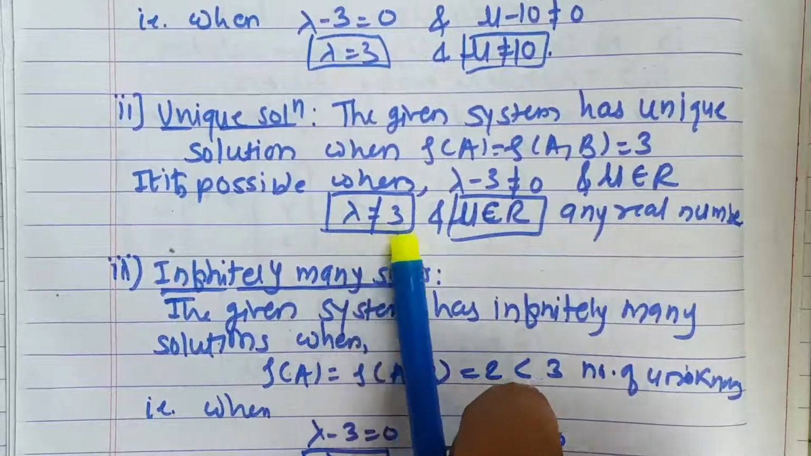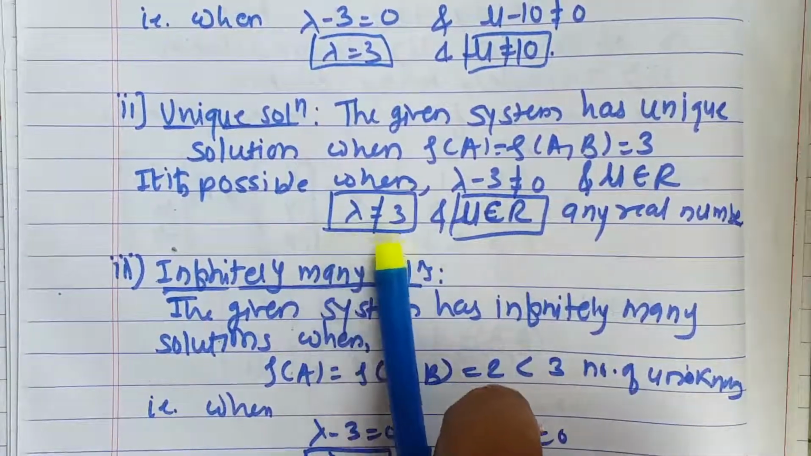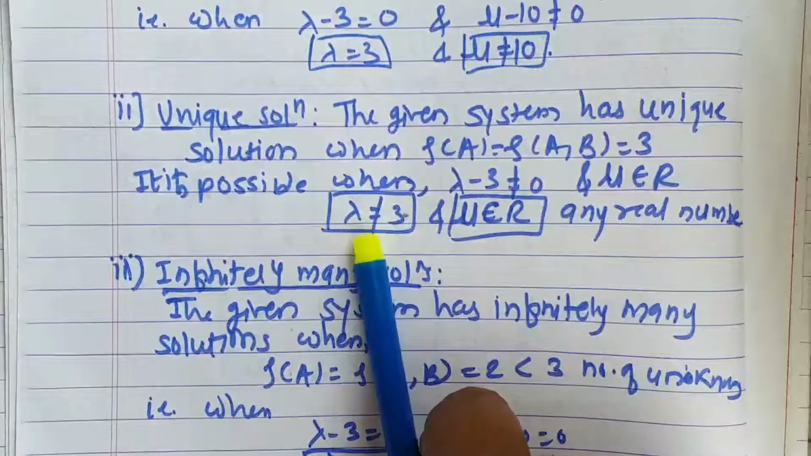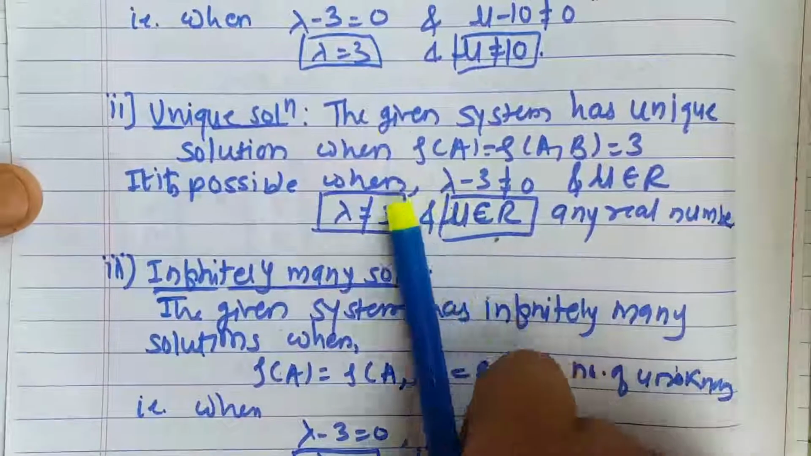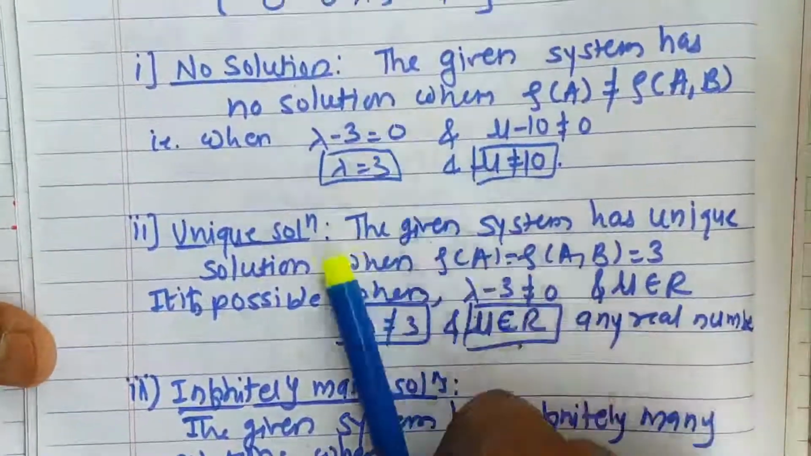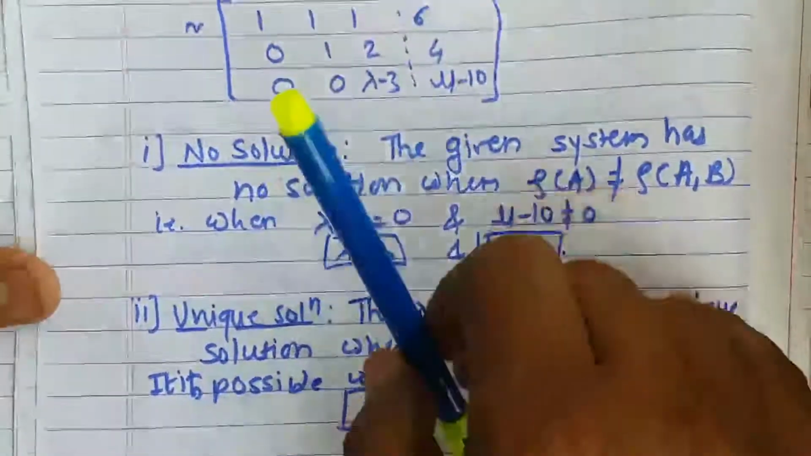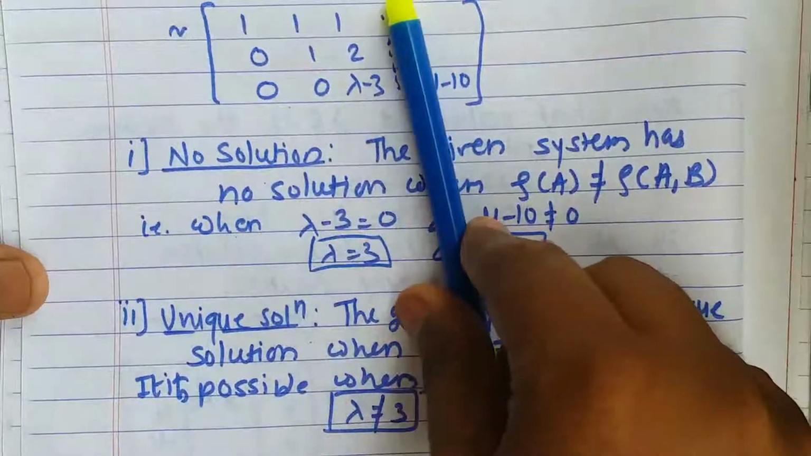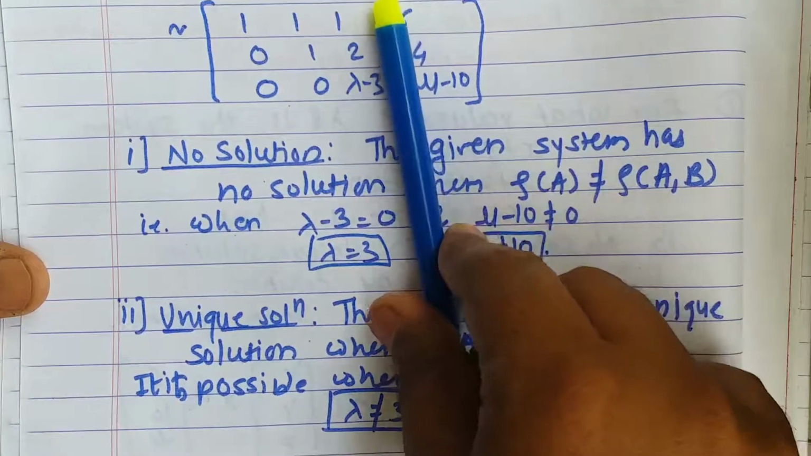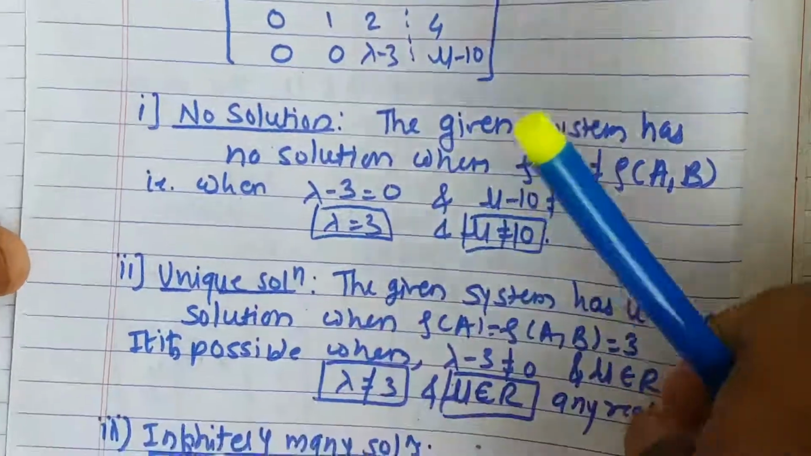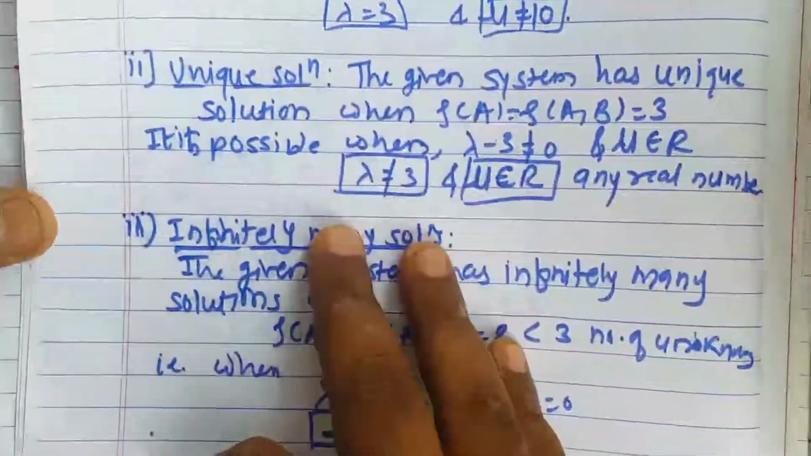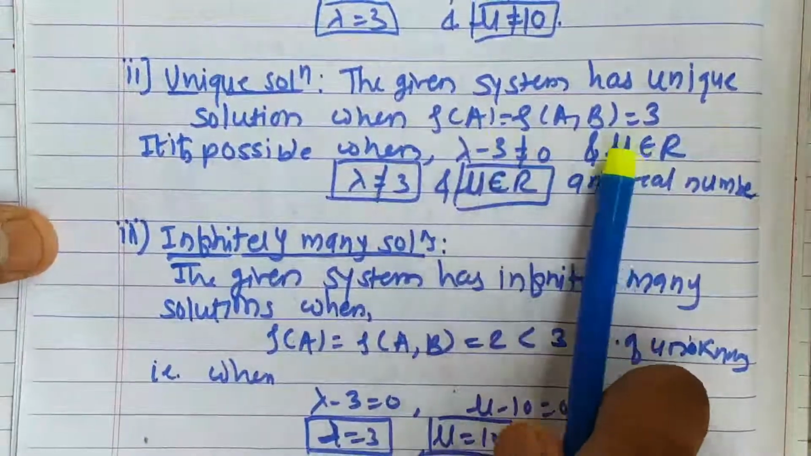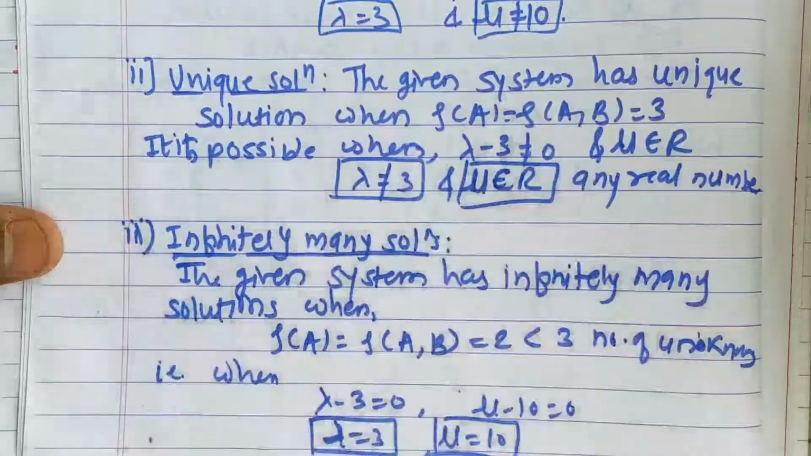So the conditions on lambda and mu are: we must have lambda not equal to 3 for a unique solution, and mu can be any real number. So this is what the unique solution means. This case you need to understand carefully. If lambda minus 3 is not equal to 0, then we still have the rank of A as 3 as well as the rank of AB as 3, and mu can be any real number in this case. Only then will we have the unique solution. The rank will be equal to 3.